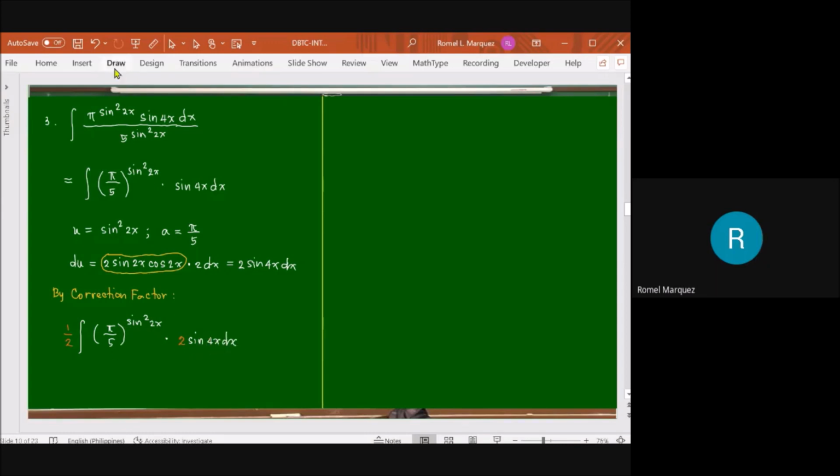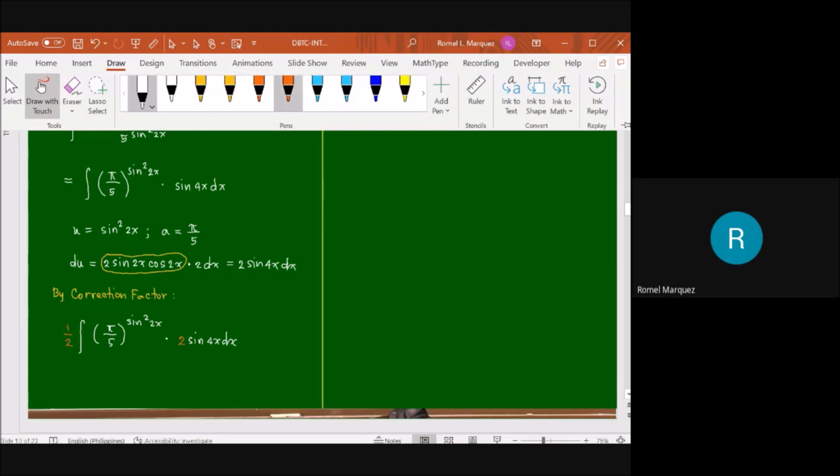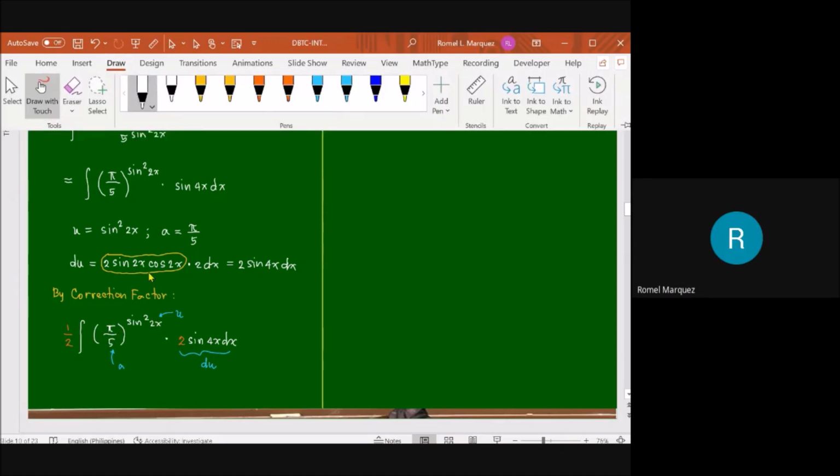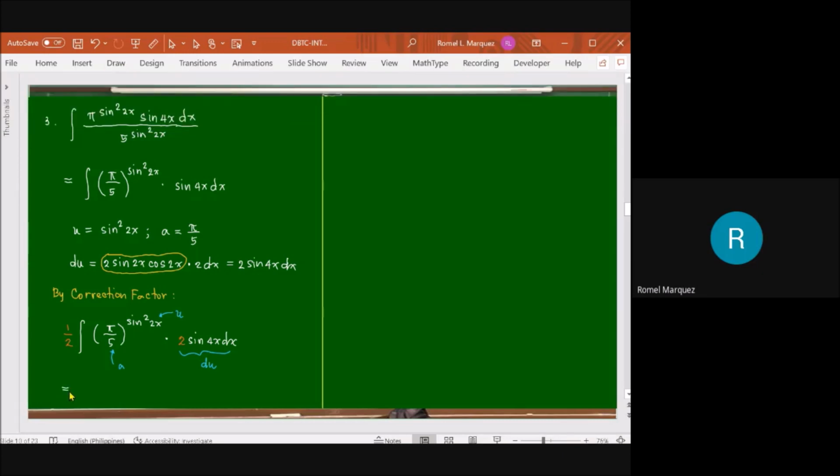So how do we read this now, children? This is u. What about this? This is du. What about this? A. Integral of a to the u du. If the form is integral of a to the u du, what is the answer, children? A to the u.